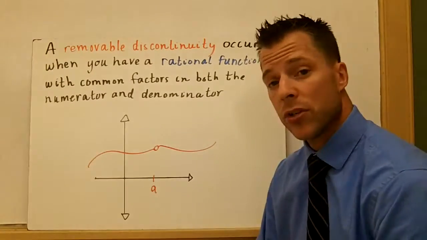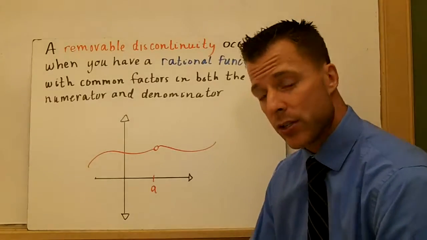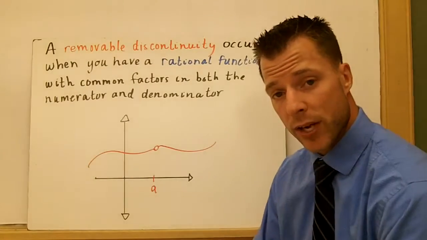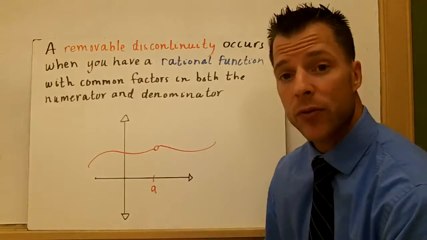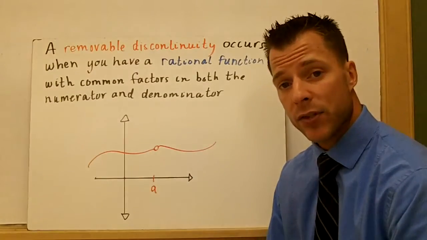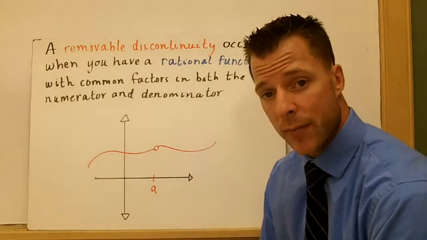So those are your types of discontinuity. We have jump, we have point, we have essential, and we have removable. So if you see any of those four, then your function would not be continuous.